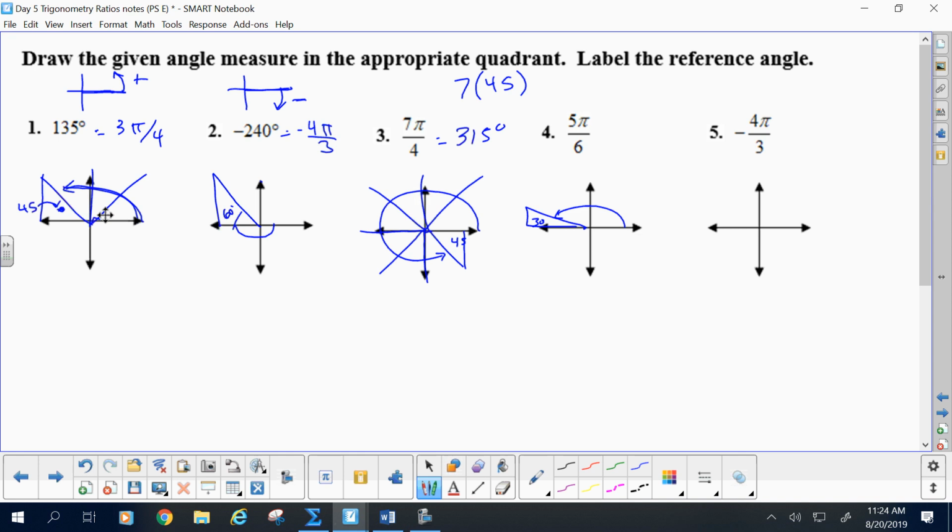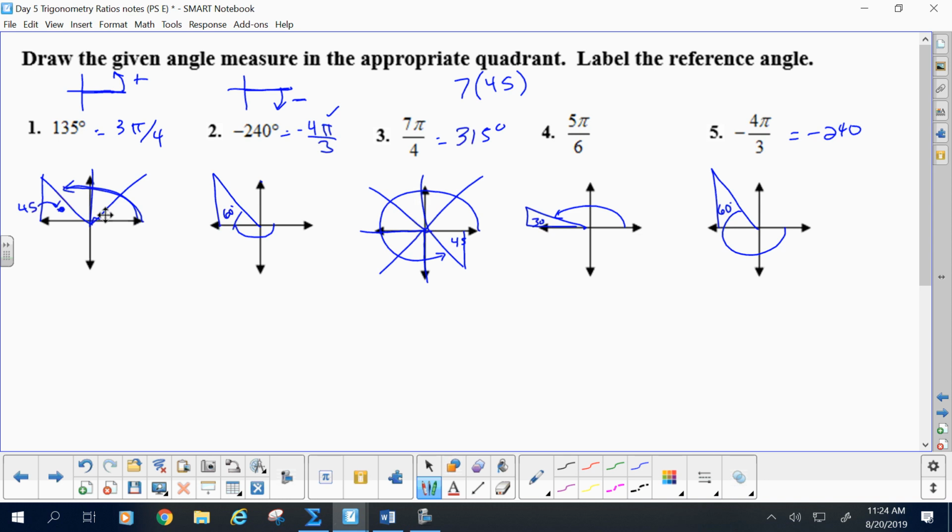Okay? And negative 4 pi over 3. Every pi over 3 is 60. Actually, I've already done this one, haven't we? That is negative 240. So we go down. And what's the related angle or the reference angle in the triangle? 60. Okay?